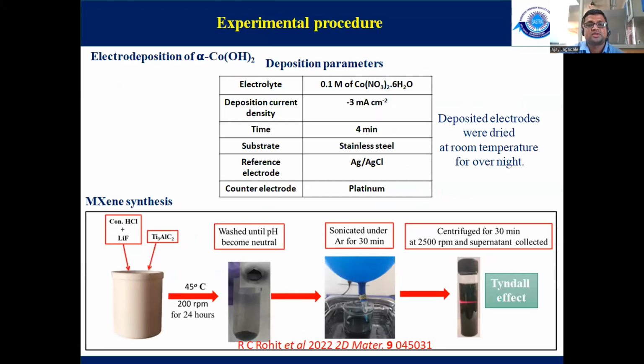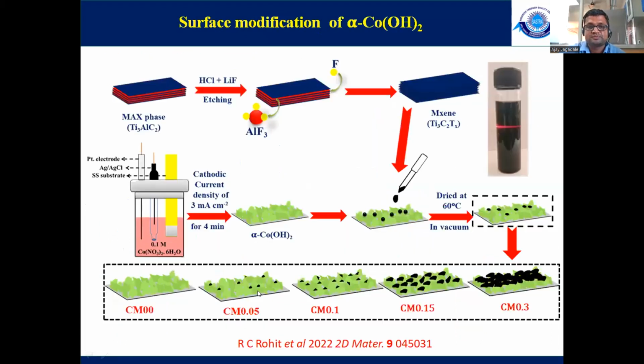So in this work, we again used the electroporation method for preparation of alpha cobalt hydroxide, and MXene was synthesized using this procedure, which is given here. This is actually surface modification of alpha cobalt hydroxide. Initially we used MAX phase. Again, we etched out the aluminum layer in the MAX phase, and we get layered MXene material over here.